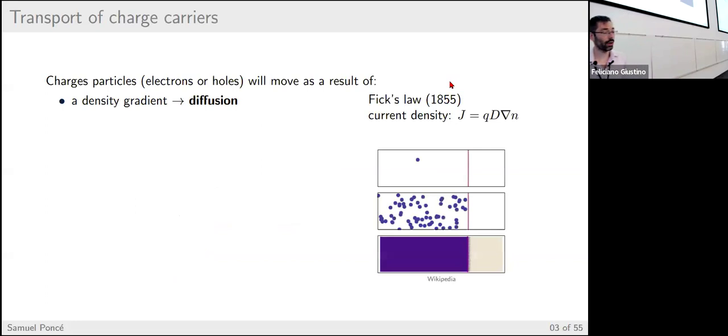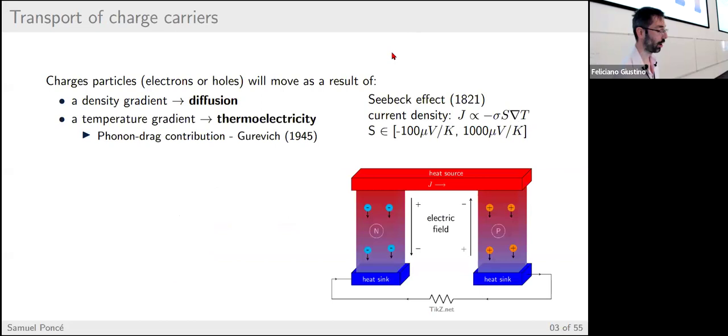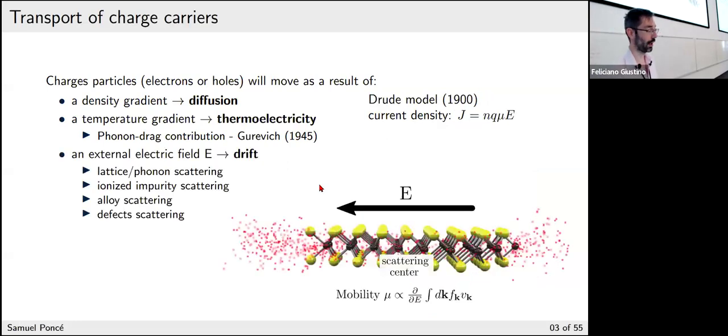Okay, so when you have electrons or holes, so basically charged particles, they can move as a result of different forces. It can be a density gradient, so this is simply diffusion, or it can be due to a temperature gradient, so this is thermoelectricity, and you have things like the phonon drag contribution. But also, you can have the movement of charge if you apply an external electric field, and this is called drift mobility. In that case, what happens is that you apply an external electric field and the charges, the electrons or the holes, will start to move as a result of that applied field.